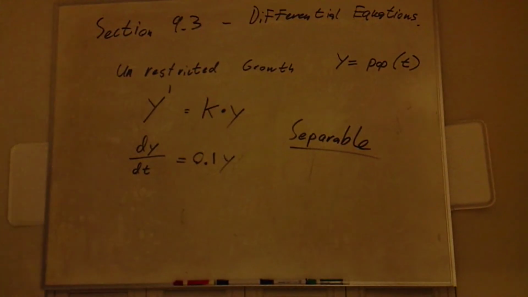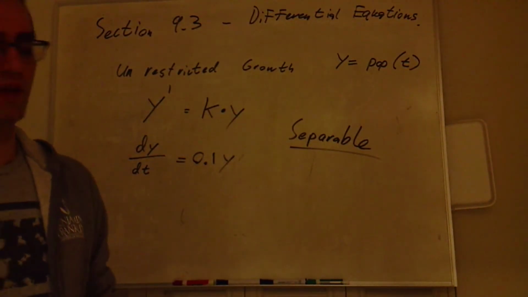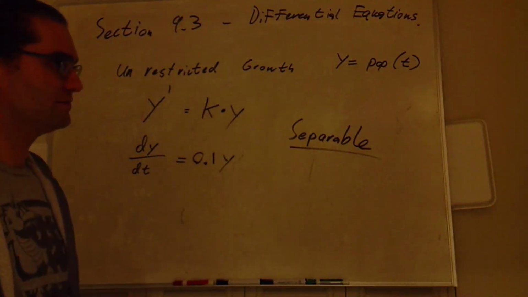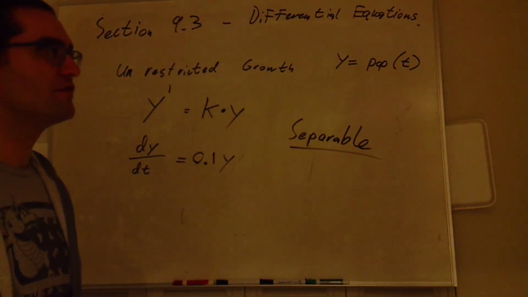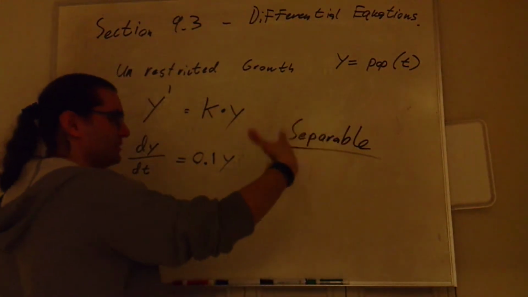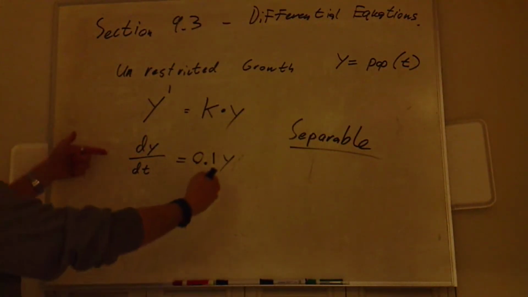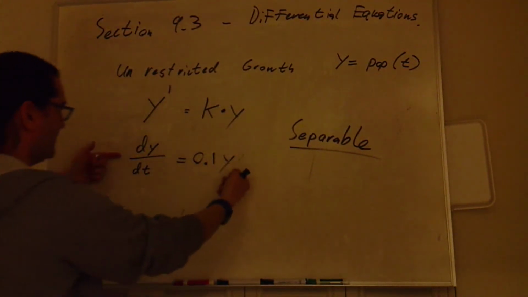I might be spelling separable wrong. It's the adjective for separate? Sure. Something that can be separated is separable. This one can be separated.